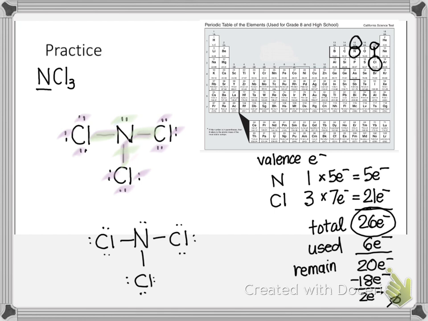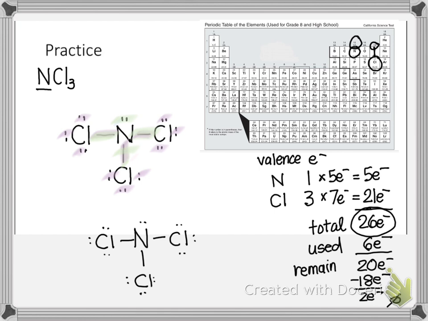So let's take kind of a big picture view again and review what we did. We started with the molecular formula. Nitrogen was the first element, so we placed it in the center and then the other chlorine around it. We added up the valence electrons using the periodic table and got a total of 26. So the first thing we do is we place single bonds between the periphery atoms and the central atom. Okay. So we did that, and that used up 6 of my 26 electrons. So I had 20 electrons remaining.